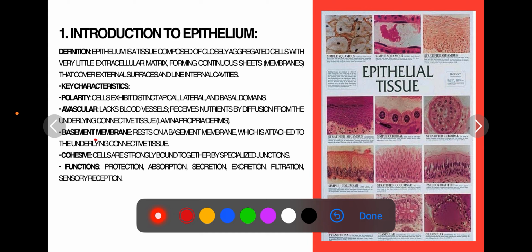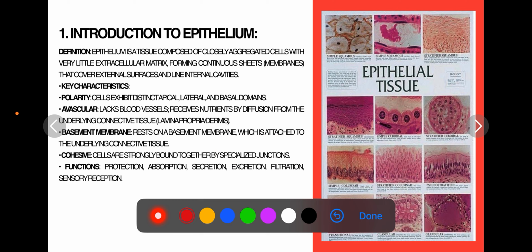Okay, and finally, they are cohesive. The cells of the epithelium are cohesive. So what does that mean? They are strongly bound together. Okay, and the ways by which they are bound together, we are going to mention. There are many types of junctions, specialized junctions. We are going to elaborate on them later.